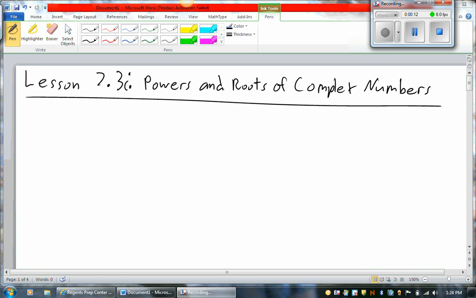Okay, so what we're going to do, remember last time we did multiplication and division, and exponents, or the powers, is nothing more than repeated multiplication. So we're going to use that to figure out a general rule for raising a complex number to a power.